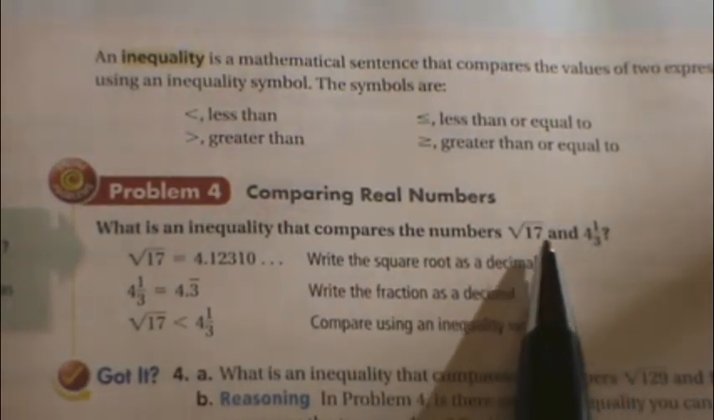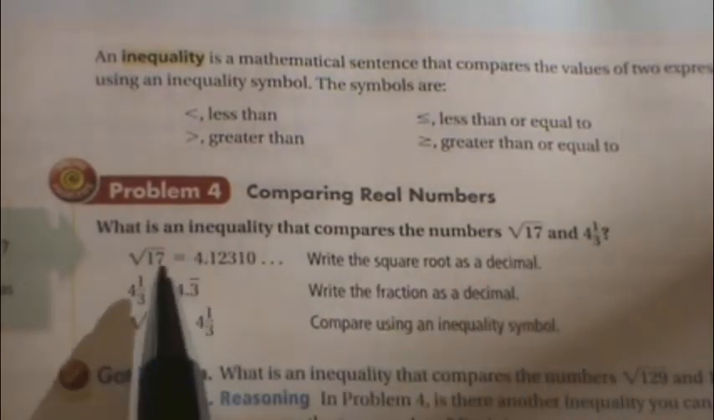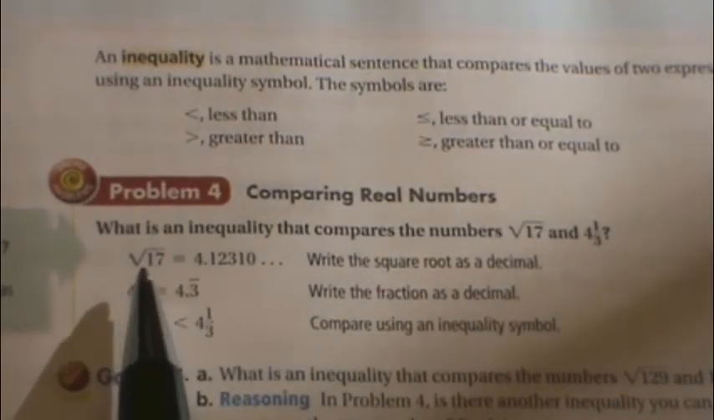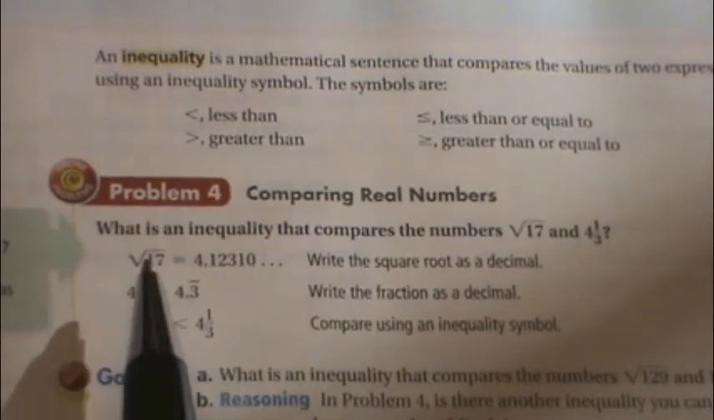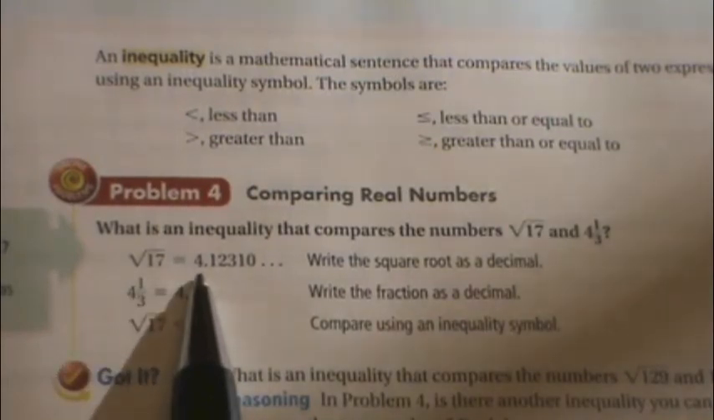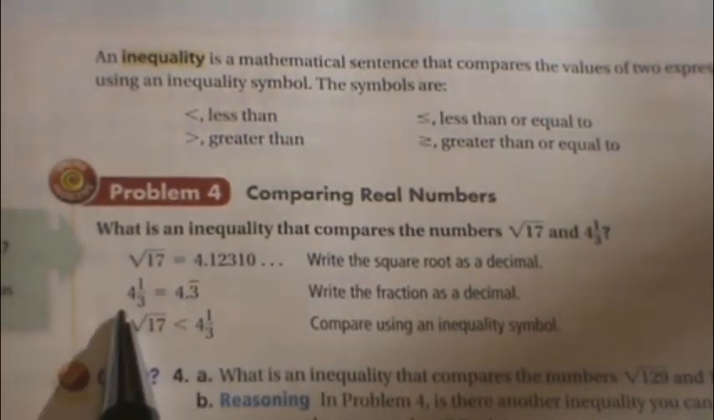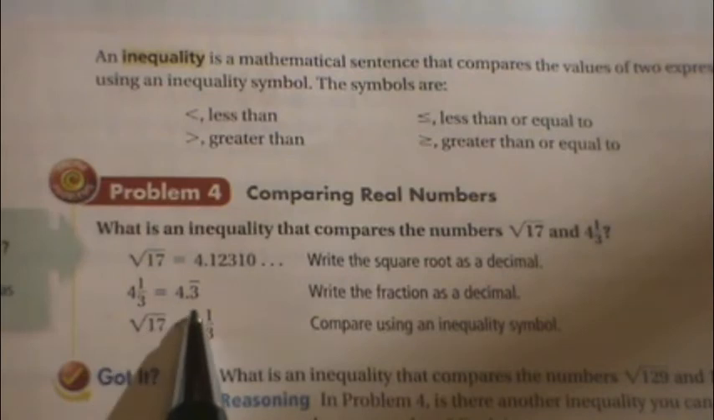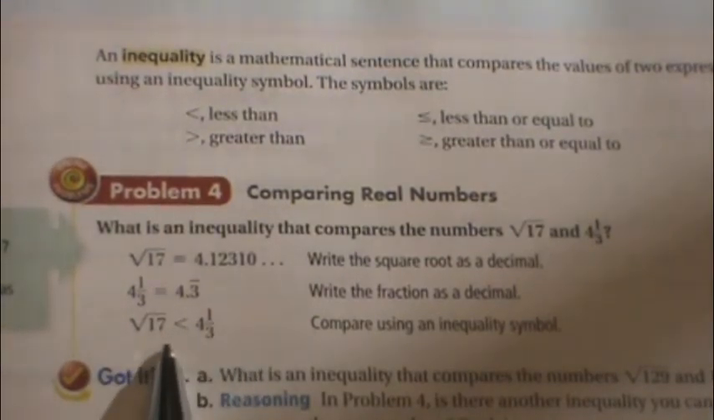Well, first you have to make them into the same format so you have some chance of comparing them. So you're going to estimate the square root of 17, or use your calculator. Square root of 17, is that irrational or rational? I'll ask you that in class. And then you turn 4 1/3 also into a number with a decimal, and then you can figure out which one's bigger. You compare them.